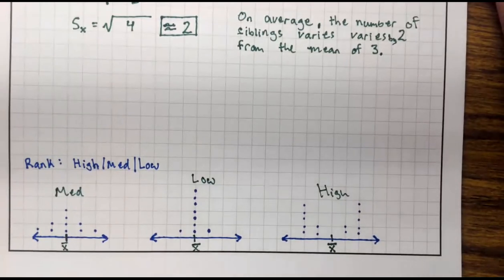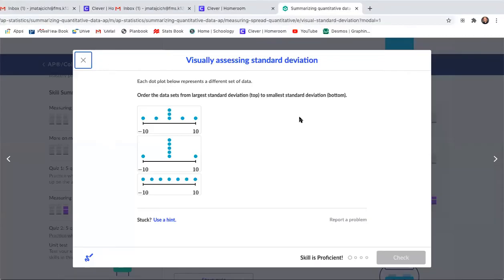All right, so we're going to do this a couple more times for some different data sets. Let me go back to this web page. Okay, so I just got this from Khan Academy. It's ranking standard deviations from the largest to the smallest.